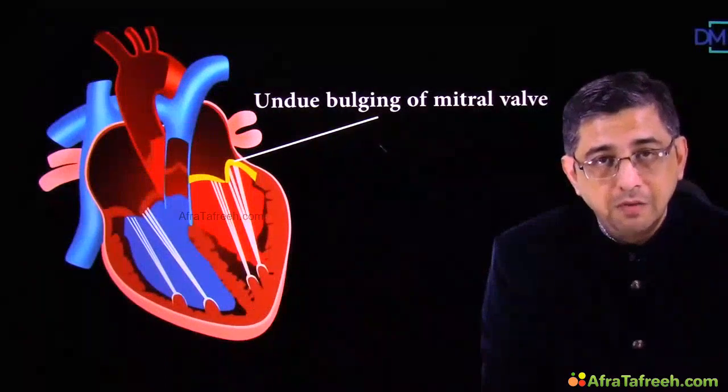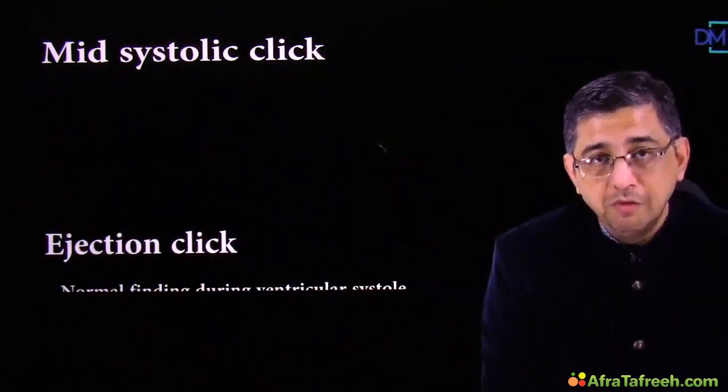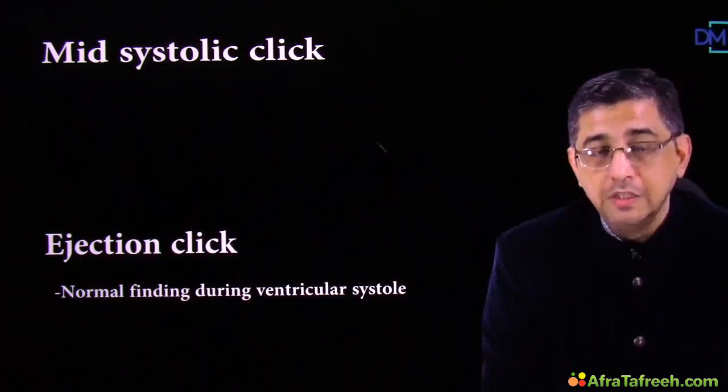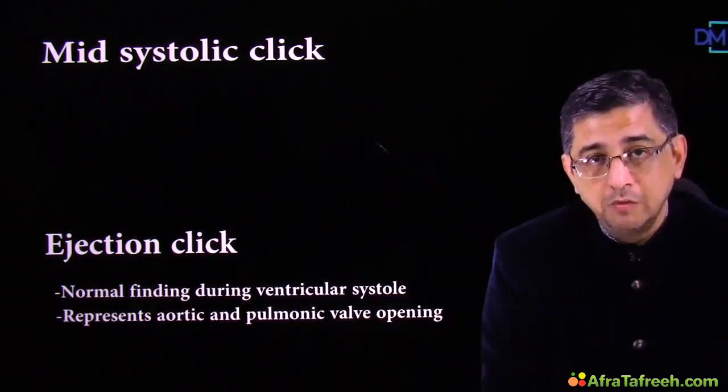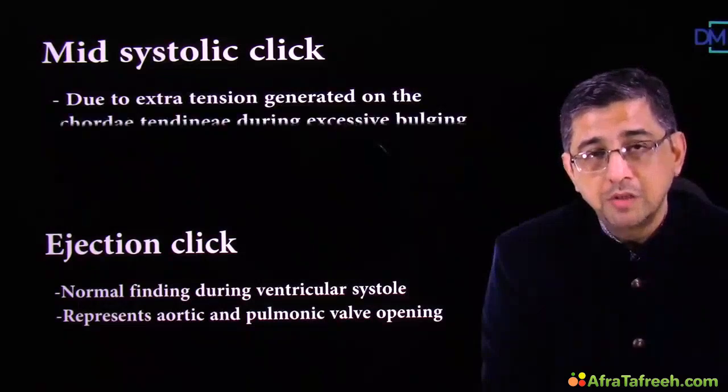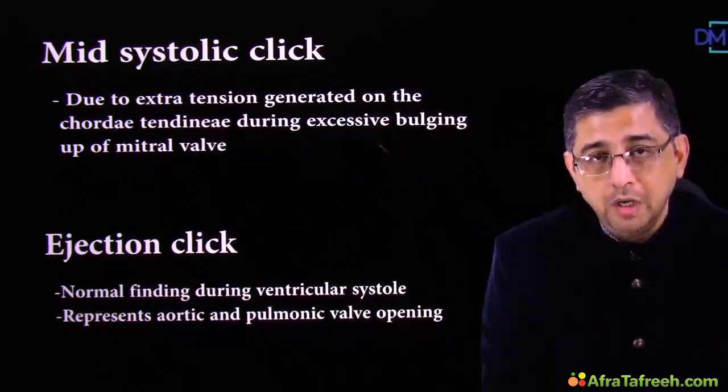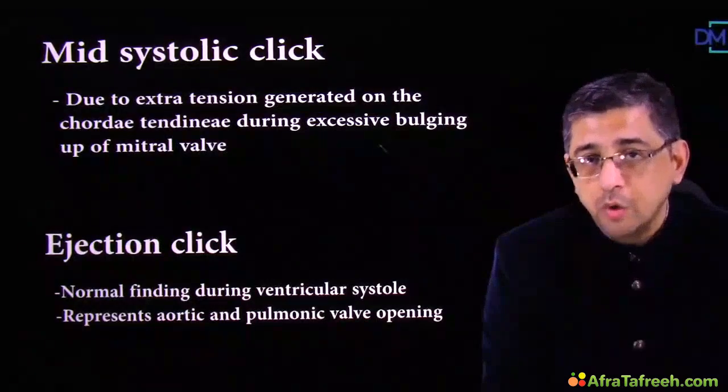However, in mitral valve prolapse, there is an undue bulging of the mitral valve leaflets into the lumen of the left atria. You can imagine chordae tendineae to be like rubber bands on the undersurface of the mitral valve. Due to the undue stress and stretching of the chordae tendineae, there is an auscultatory finding created here that is called a mid-systolic click. Do not confuse it with ejection click, which is a normal finding during ventricular systole. Ejection click represents aortic and pulmonic valve opening, whereas mid-systolic click is due to the extra tension generated on the chordae tendineae when the mitral valve is bulging up more than normal.